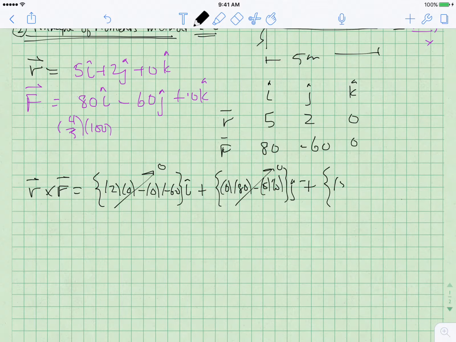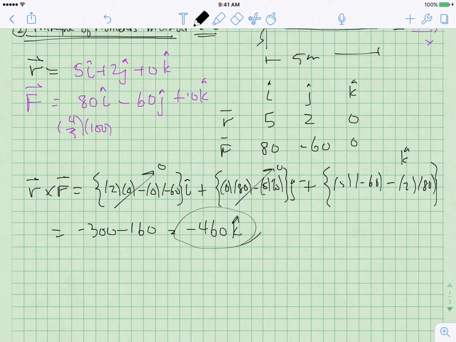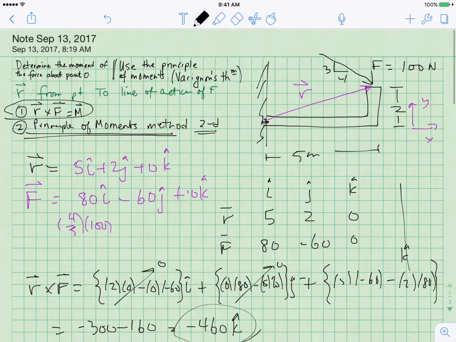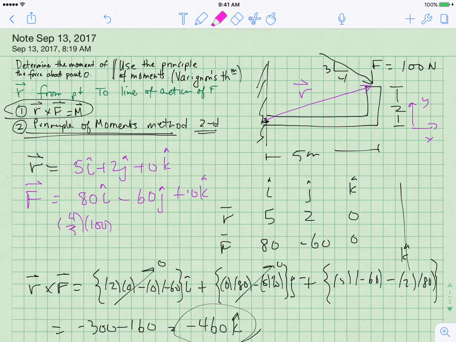So we have a 5 times a minus 60 minus 2 times 80. And that's in the k, which is equal to minus 300 minus 160, which is equal to minus 460k, which is what we got the other way. So in summary, you can break up these forces into their convenient x parts and y parts. And when you do that, sometimes you can simplify the problem. And we're going to be working a whole bunch of problems like this in class.